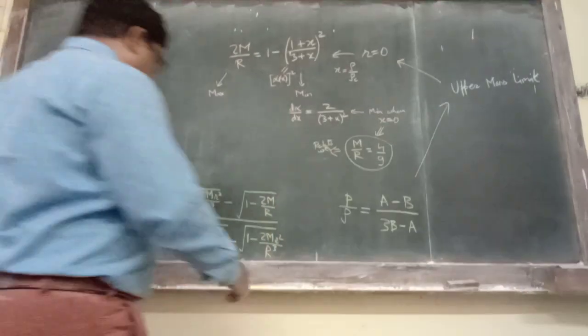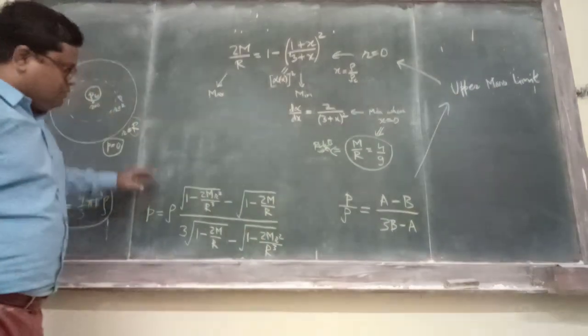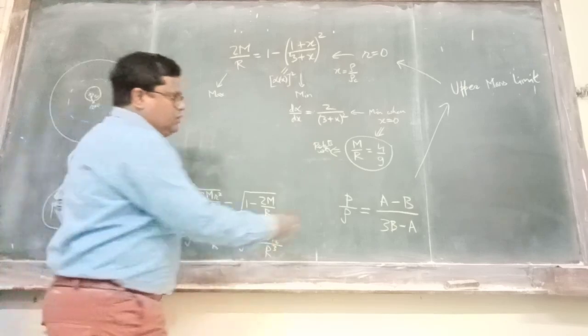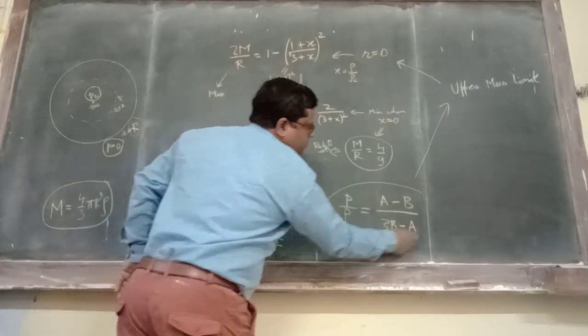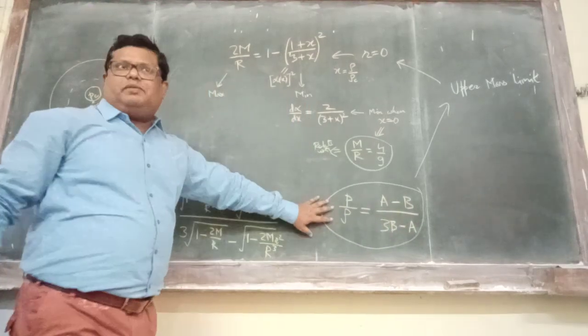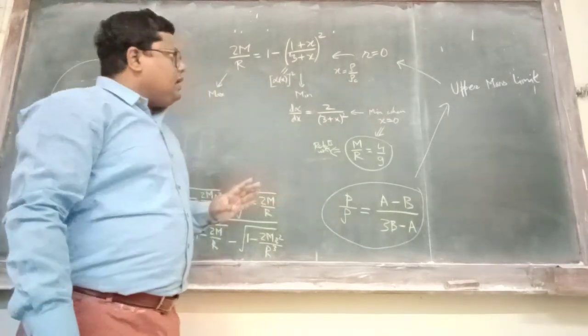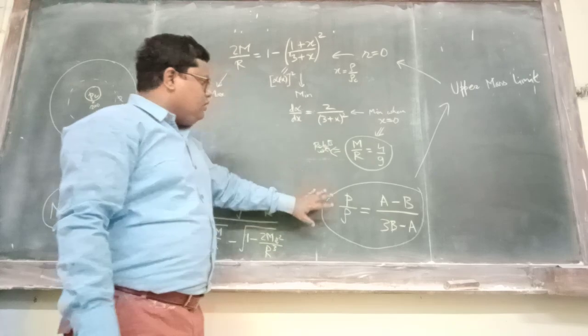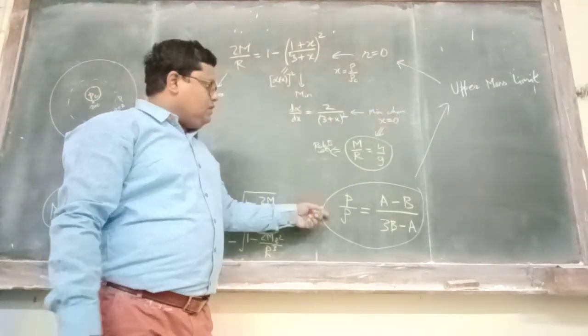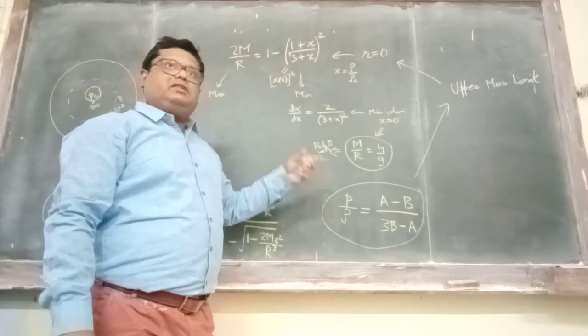Okay, so you see, this is the equation, pressure related to density. This is the basic form, P by rho equal to A minus B, 3B minus C. Just try to remember this. Now what we are going to do is find an upper mass limit from this very basic relation. So let's start.